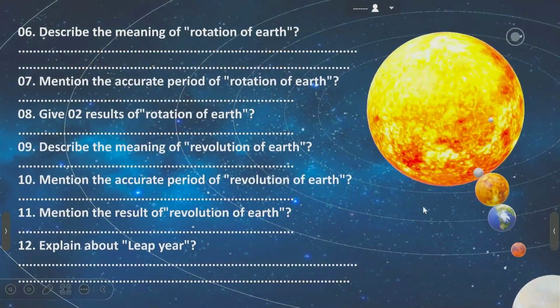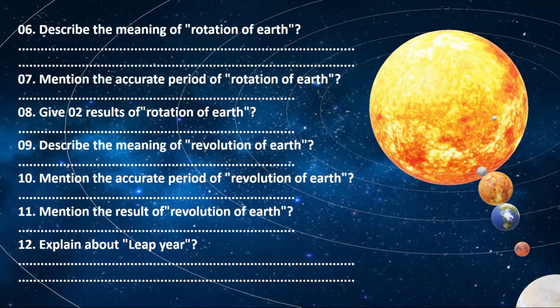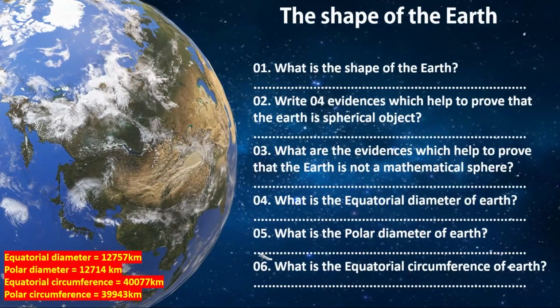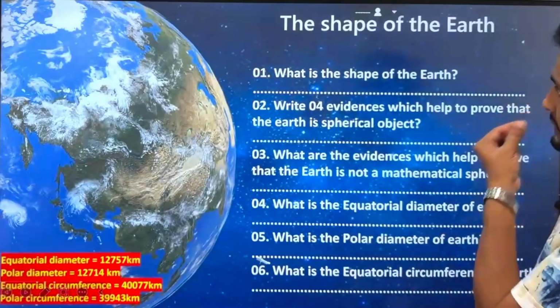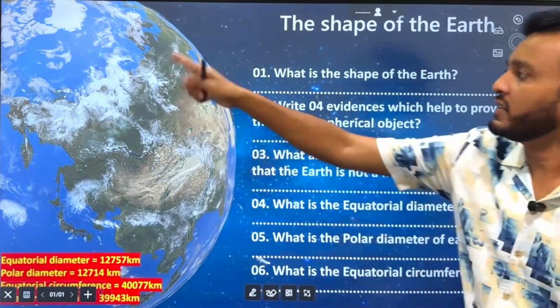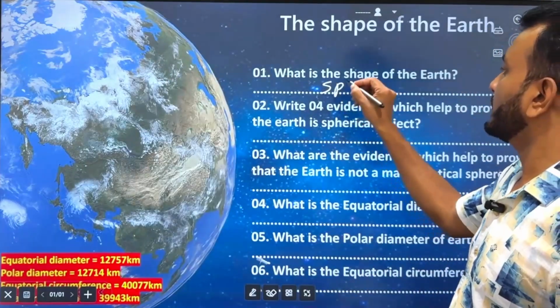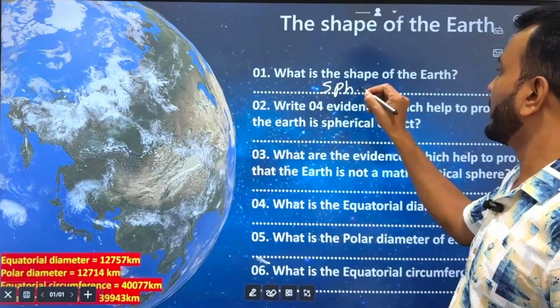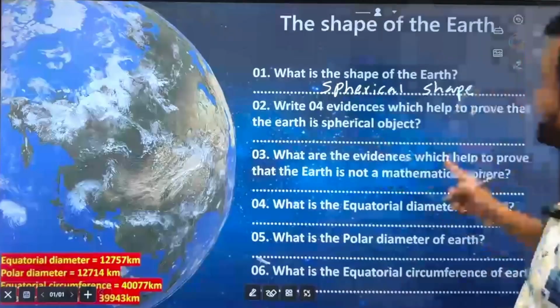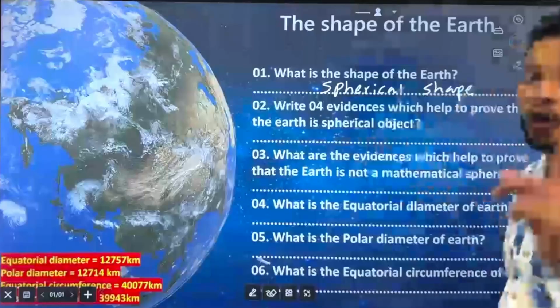Okay, let's go to another one. Question number 13. The shape of the earth. What is the shape of the earth? Spherical shape. Very good. Write 4 evidences which help to prove that the earth is a spherical object.